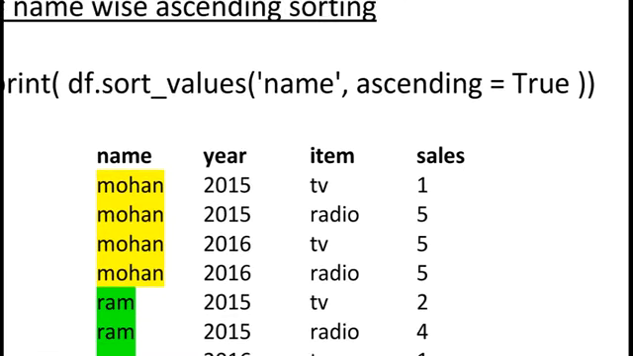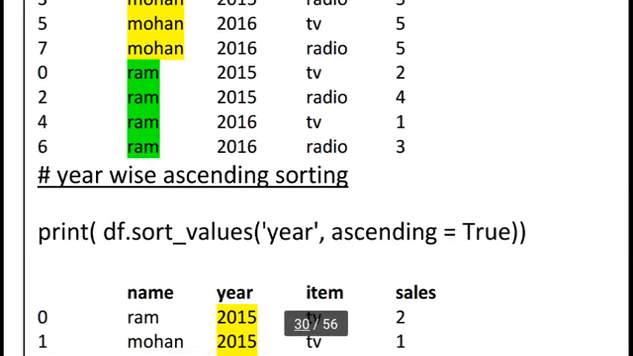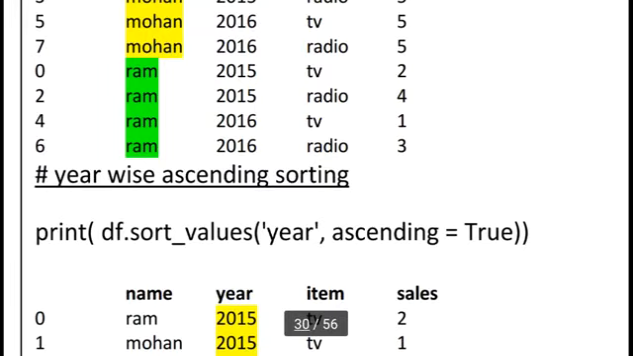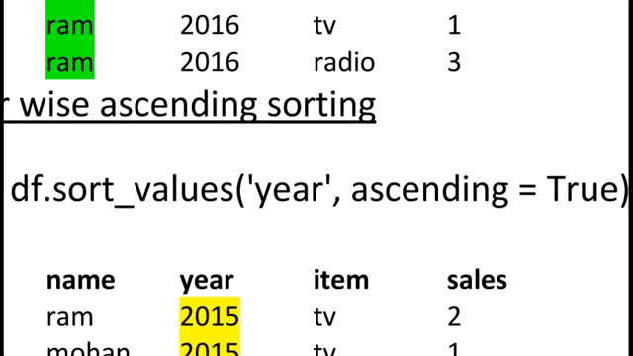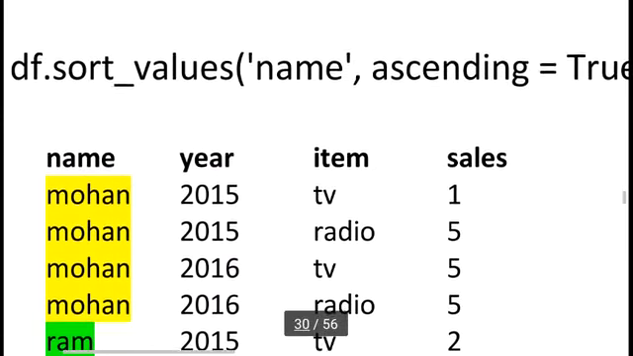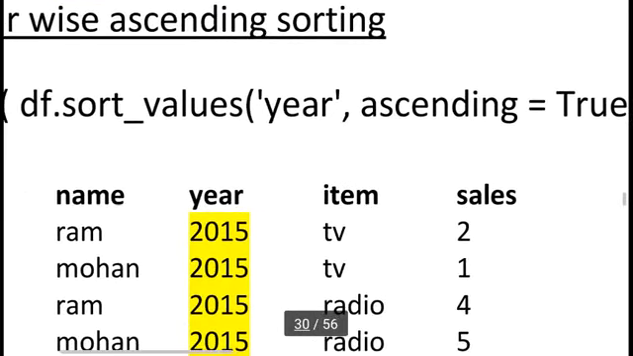We only use sort_values, type your column, and the order you want, ascending or descending. For ascending, simply write ascending is equal to True, or if you want descending, simply write ascending is equal to False. Here I am extending this example in another way. Suppose you want year-wise ascending. So I only change df.sort_values, the same thing, but here I am using year. Last time I used name. Here I am using year, and ascending is equal to True.